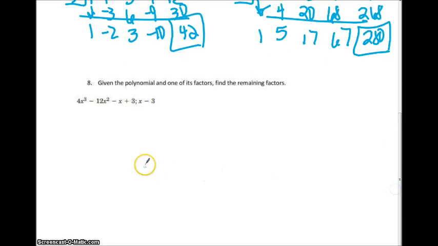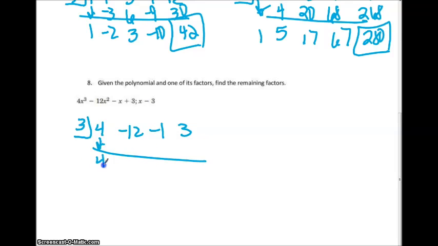Number 8, given the polynomial and one of its factors, find the remaining one. So I would use synthetic division, and I would put a positive 3 out here. I have a 4, a negative 12, a negative 1, and a 3. Bring down your 4, and you get 12. This combines to 0. This will give you 0, negative 1, negative 3, 0.